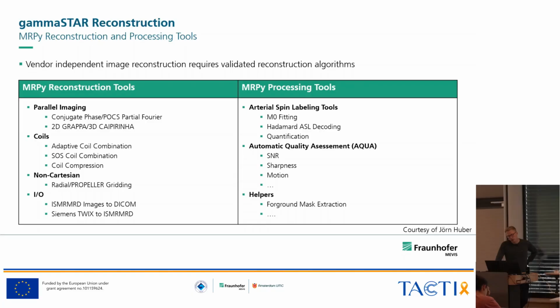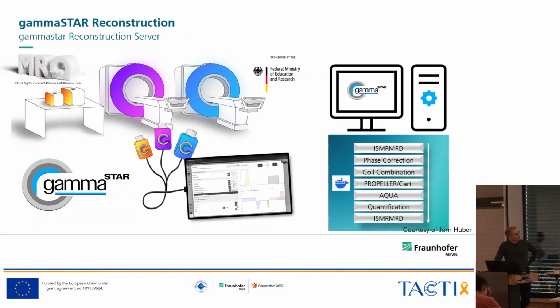And we also have some processing tools, so the idea is basically the same. We have a lot of expertise within our group. We want to collect everything, so we basically have tools for arterial spin labeling processing, for automatic quality assessment, and also some helper functionality, so foreground mask extraction and stuff like that.